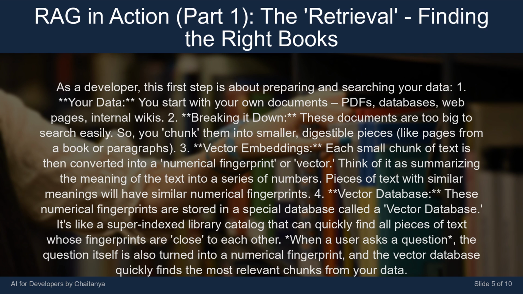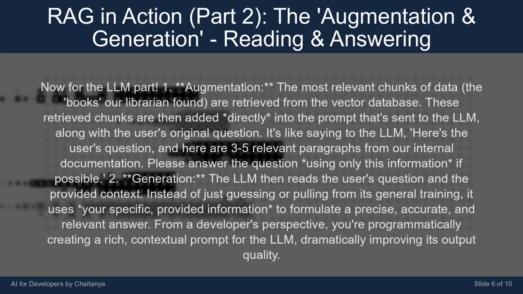4. Vector database. These numerical fingerprints are stored in a special database called a vector database. It's like a super indexed library catalog that can quickly find all pieces of text whose fingerprints are close to each other. When a user asks a question, the question itself is also turned into a numerical fingerprint, and the vector database quickly finds the most relevant chunks from your data. Now for the LLM part.